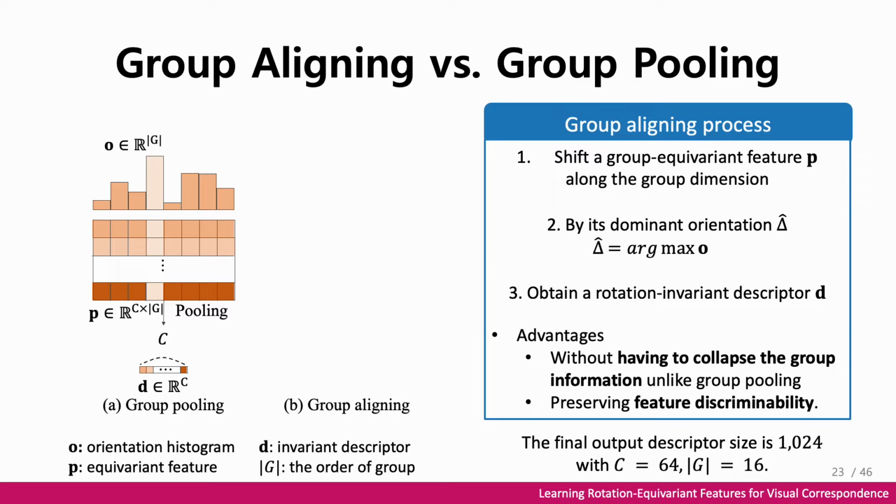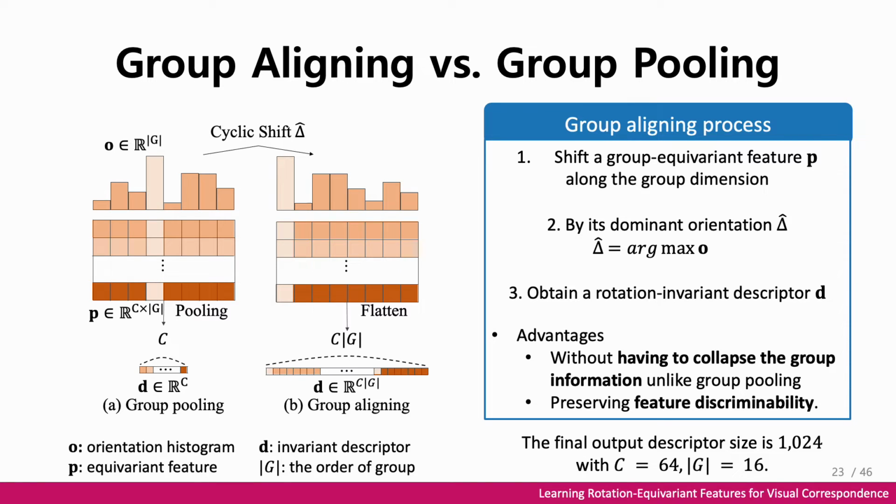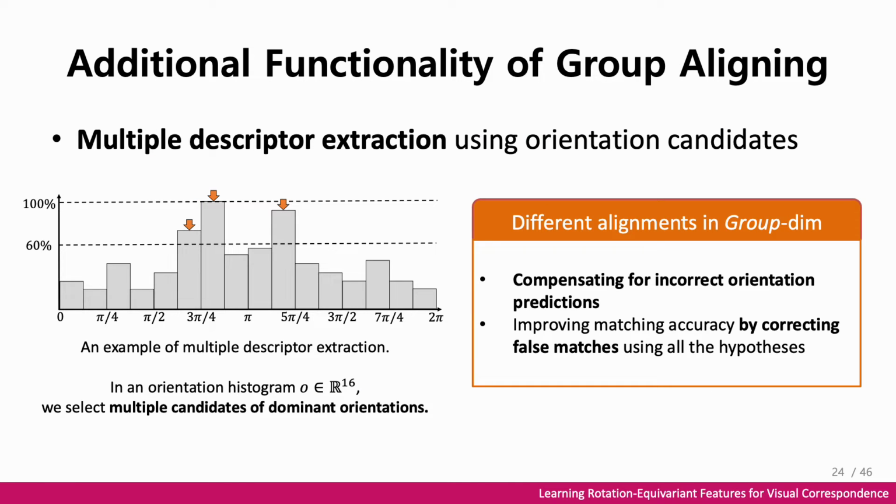The left figure shows the comparison of group aligning and group pooling. Our group aligning keeps the group dimension, so it preserves the feature discriminability. In the equivariant orientation vector O, we can extract multiple descriptors by different alignments in the group dimension. This multiple descriptor extraction corrects false matches by compensating for incorrect orientation predictions.